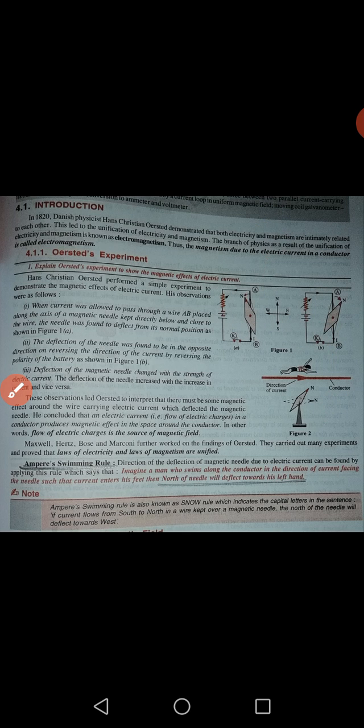In the next video we will discuss magnetic fields, their unit and their dimensional formula.